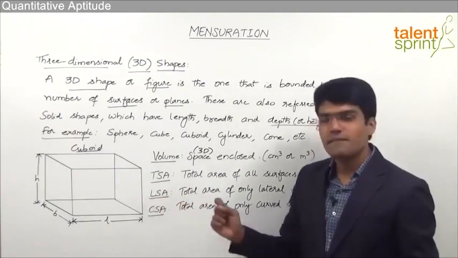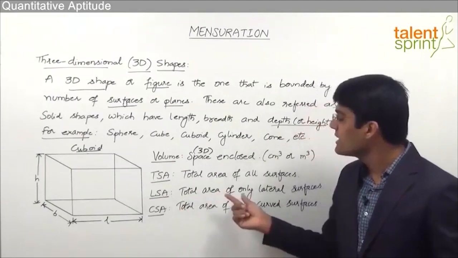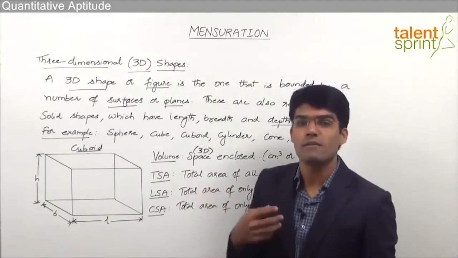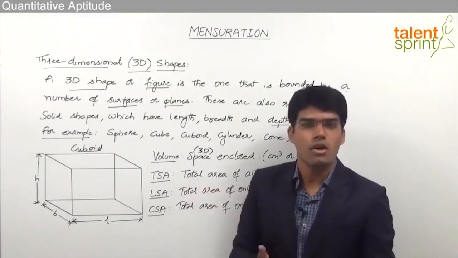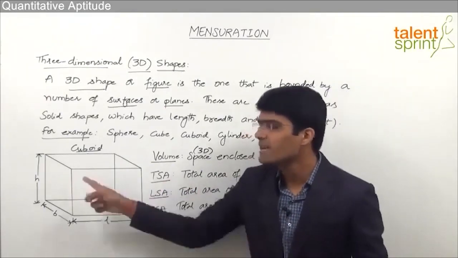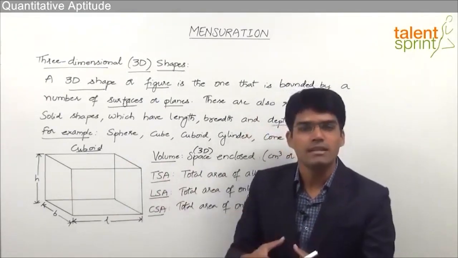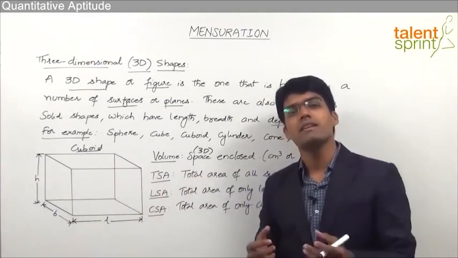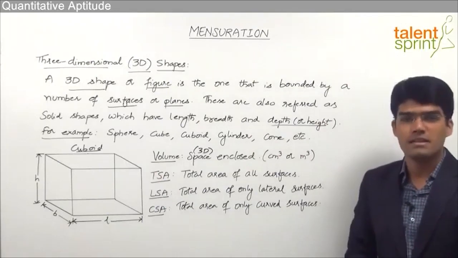Likewise, lateral surface area. Lateral surface area is the total area of only the lateral surfaces. Lateral surfaces are nothing but those surfaces which are surrounding the object. So the surrounding surfaces here are 4. So when we add up the area of all these 4 surfaces, we get the lateral surface area, which again is measured in terms of meter square or centimeter square.